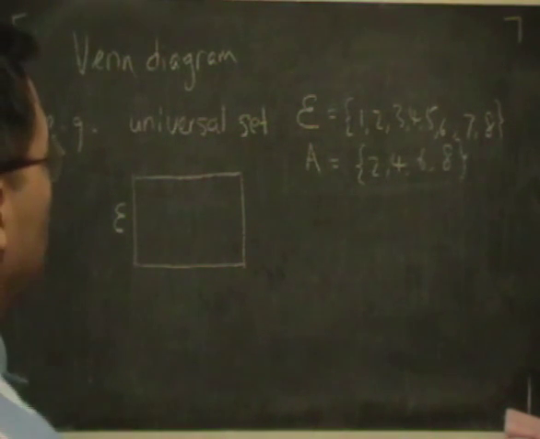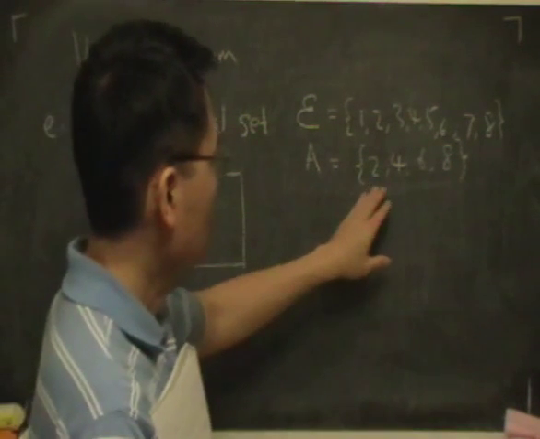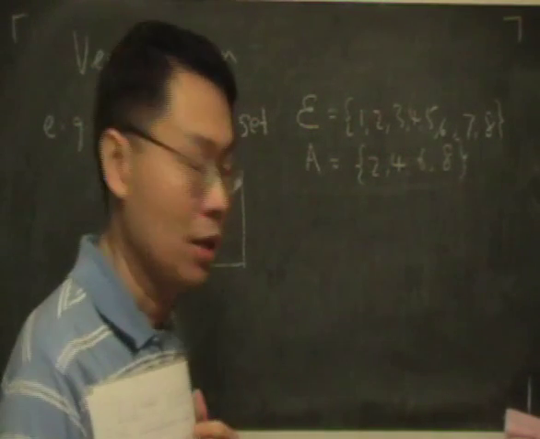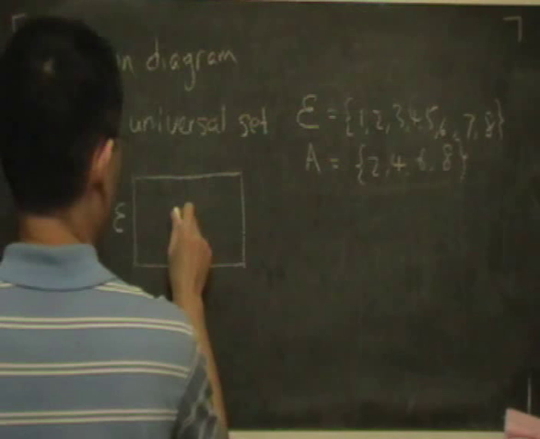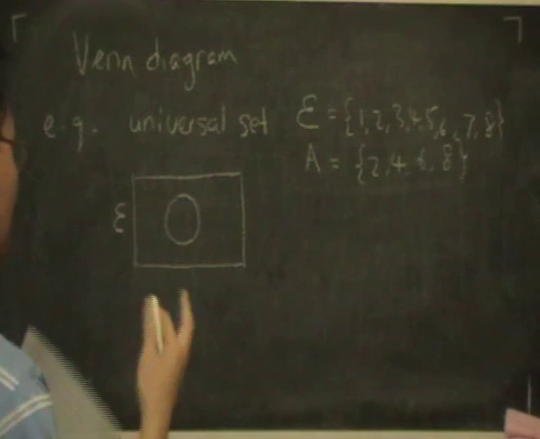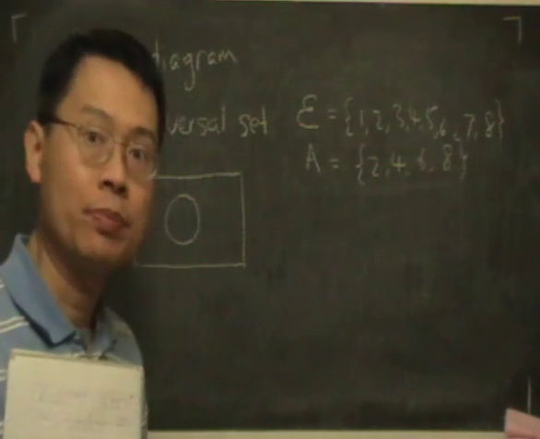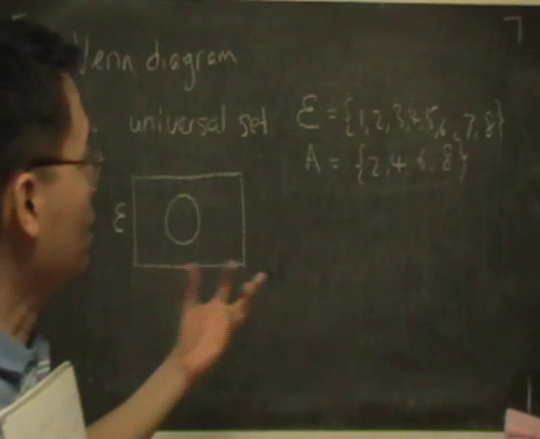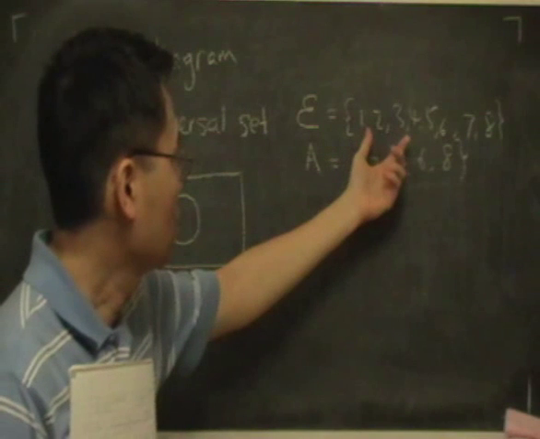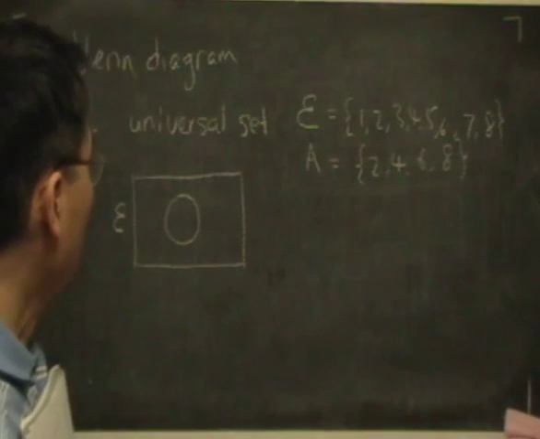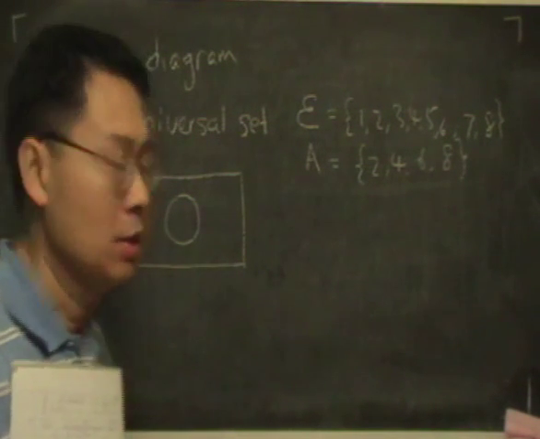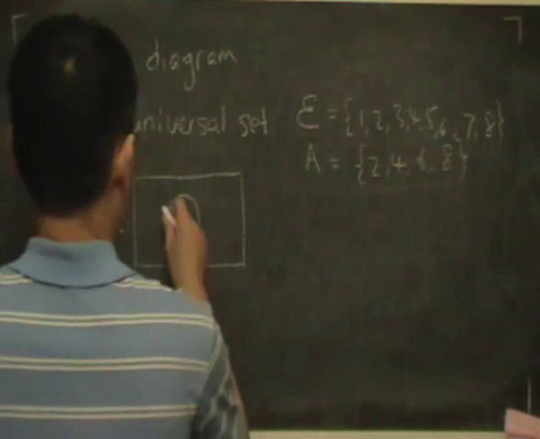Okay. Now since A has elements that are inside the set and A is also a smaller set, I can represent A with a shape inside the rectangle. So we represent the idea that A is a smaller part of the universal set E by drawing a shape within a bigger shape. So that's the pictorial way of doing it.